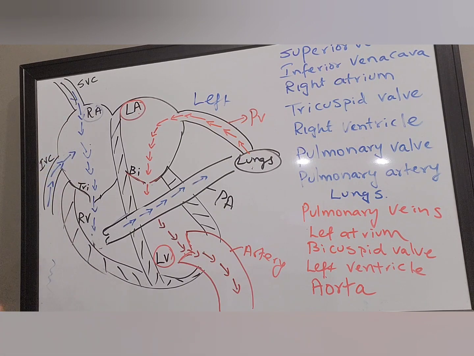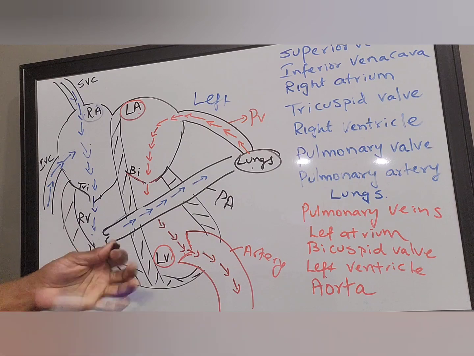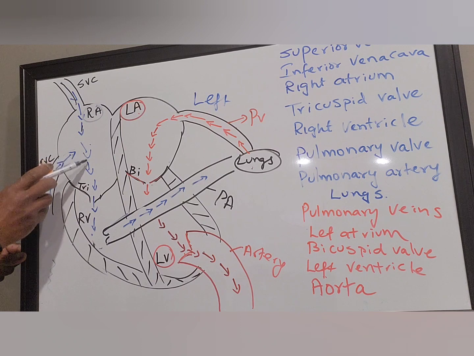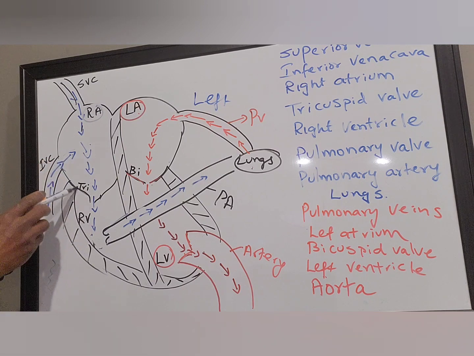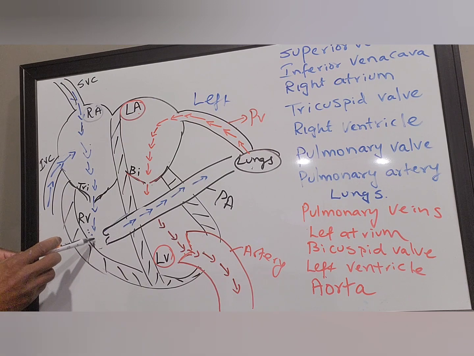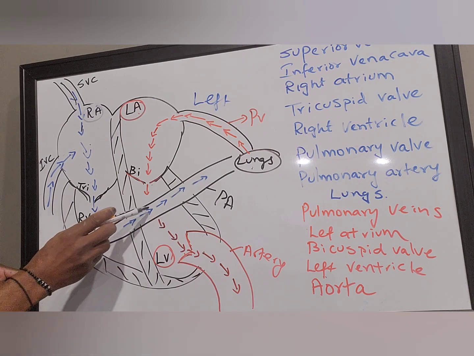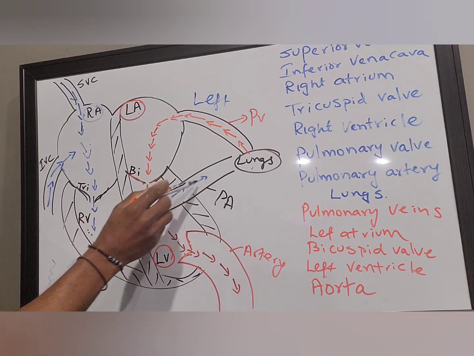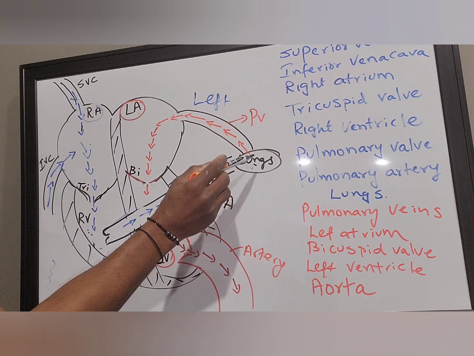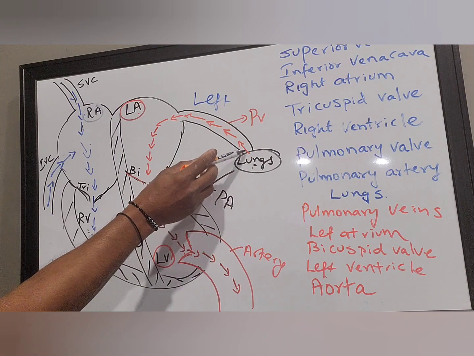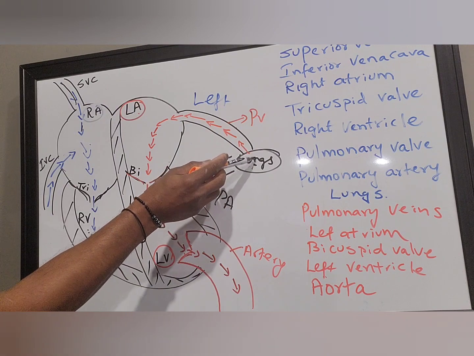Superior vena cava, inferior vena cava, bringing the blood into the right atrium. From the right atrium, you can see here, the impure blood moves to the right ventricle via the tricuspid valve. From the right ventricle, the blood moves out of the heart through the pulmonary artery via the pulmonic valve, and it goes all the way to the lungs. The lungs will do the job, add more oxygen into the blood, and now you can see the blood getting out of the lungs.